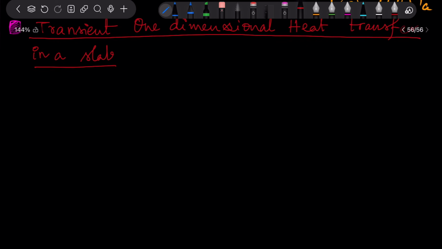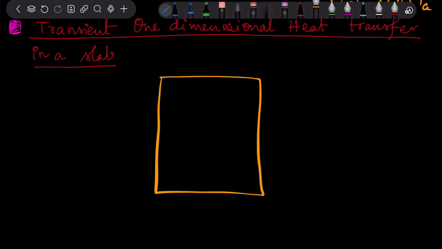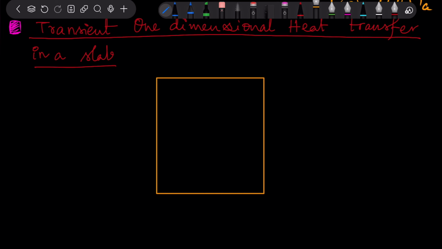So firstly, let me talk about the question. This is our slab, and at time t equal to 0, that is the time instant from which you have started your observation, you have set this wall temperature as T1 and this wall temperature as T2. Both of them may be equal or both of them may be unequal.